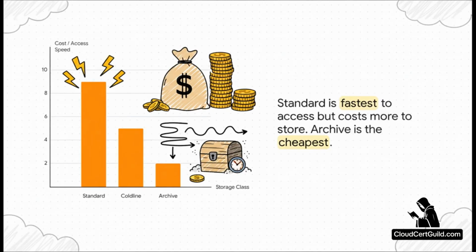This chart shows you the fundamental trade-off perfectly. Standard storage, on the left, costs the most per month to store your data, but it's the fastest and cheapest to actually access. As you move to the right toward archive, the cost to just let your data sit there plummets, but the time and the cost to retrieve that data goes up. And this brings us to the most important rule of object storage. Matching your data's access needs to the right storage class is the number one way you will save money.